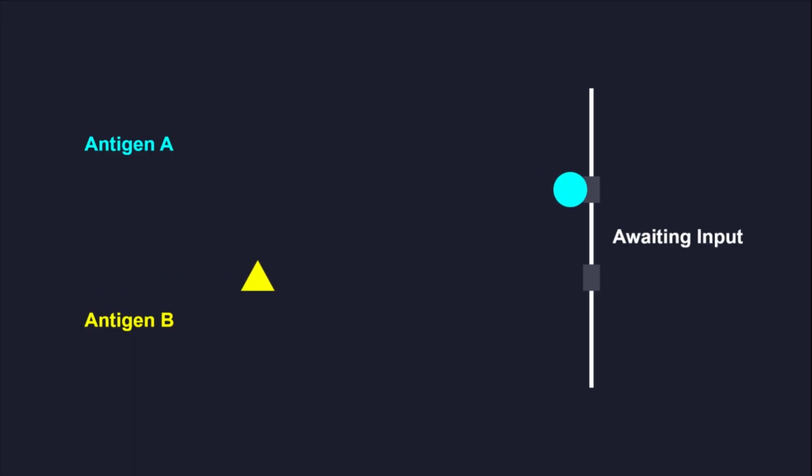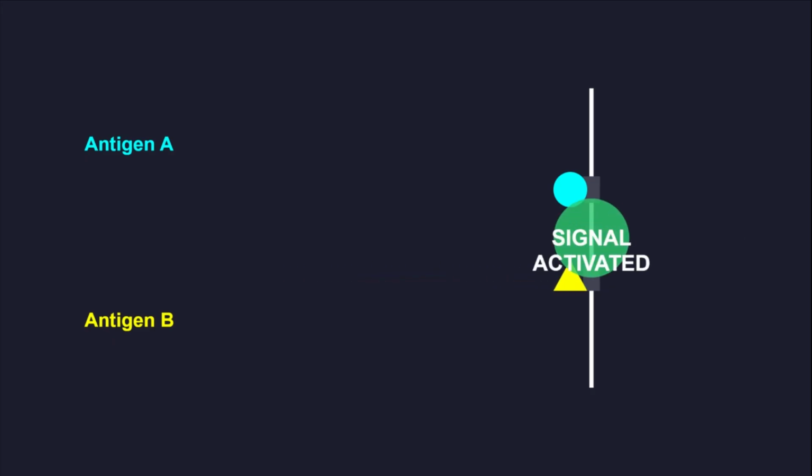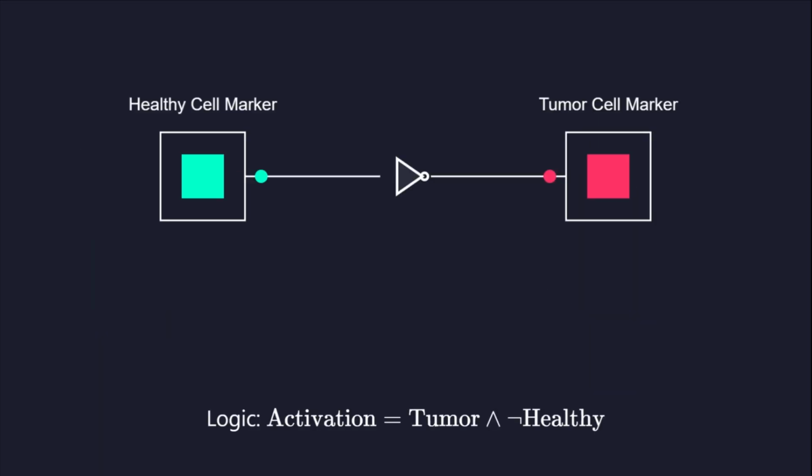To improve specificity, logic-gated chimeric antigen receptors are being developed, such as AND-gate systems that require the simultaneous presence of two different antigens to trigger activation. NOT-gate systems prevent activation if a specific marker found on healthy cells is detected, protecting vital organs, even if they share one antigen with the tumor being targeted.